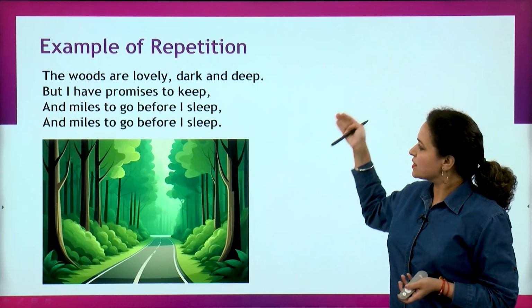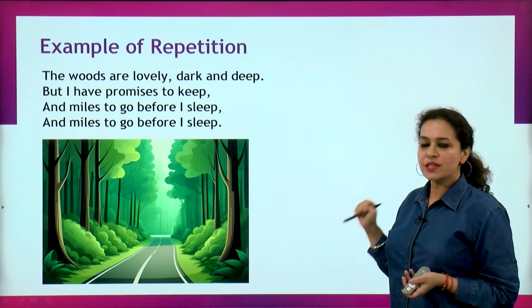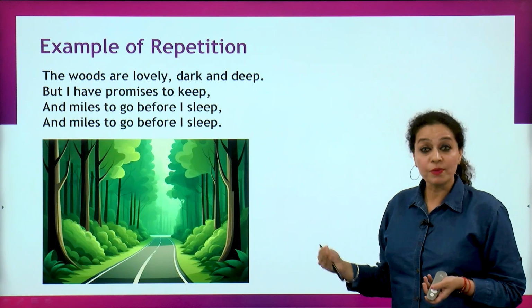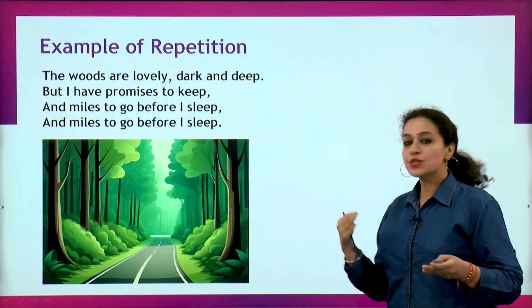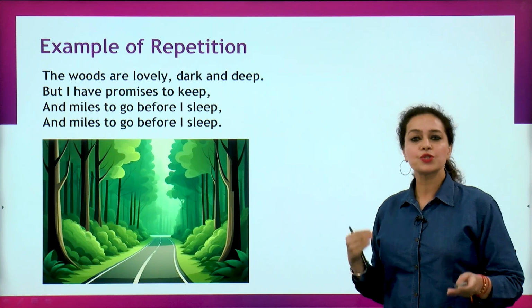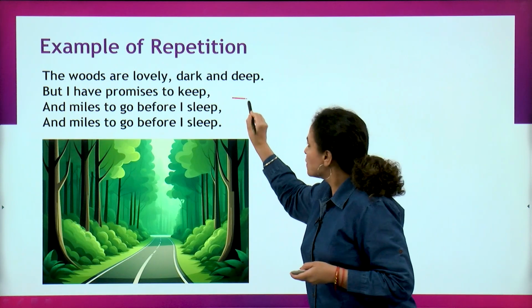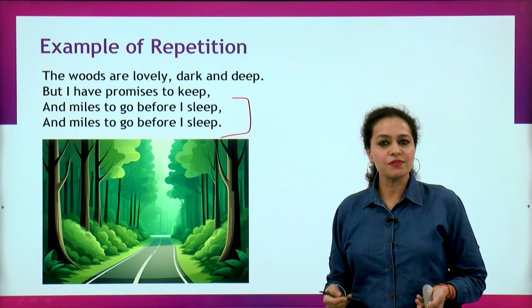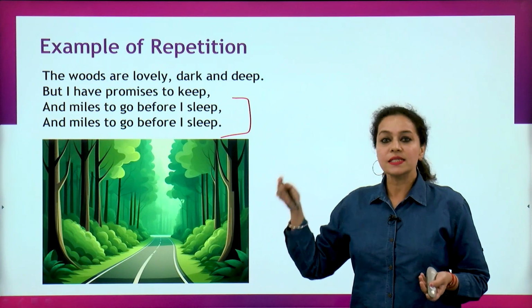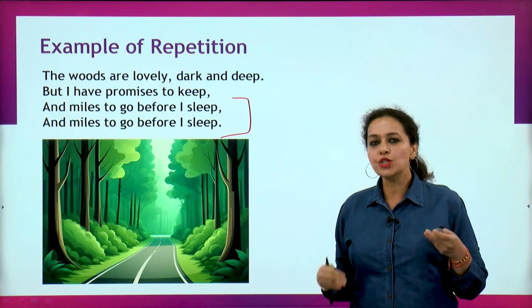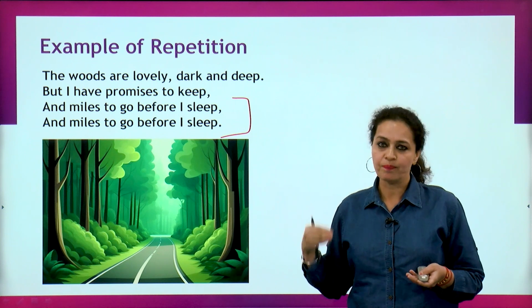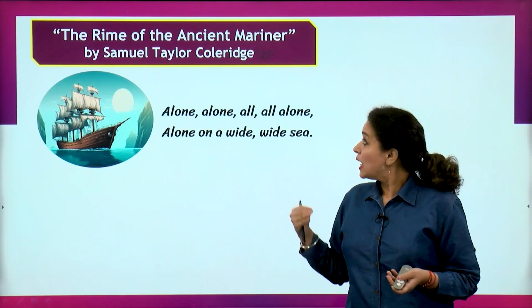You must have seen this poem and this very famous stanza. The woods are lovely, dark and deep, but I have promises to keep, and miles to go before I sleep, and miles to go before I sleep. So this is a perfect example of repetition. What do you think? The poet has used it because he is running short of words? No. This is an intentional technique, again to enhance the meaning, the theme, and to give rhythm to this stanza. Let's talk about it in depth.